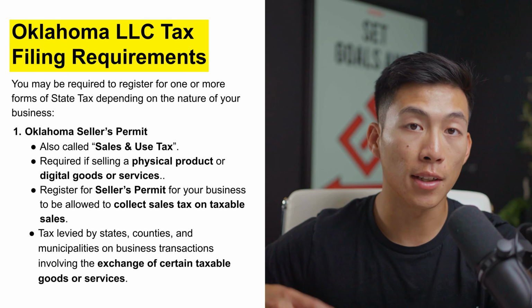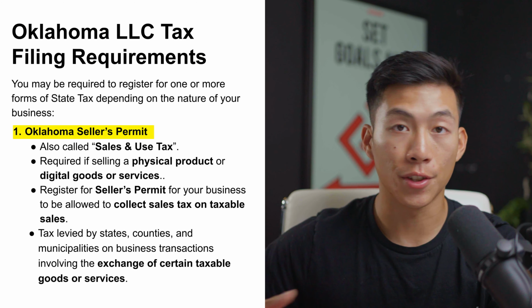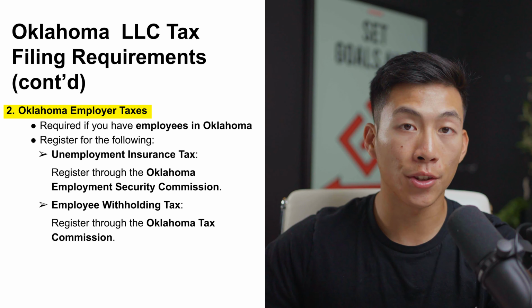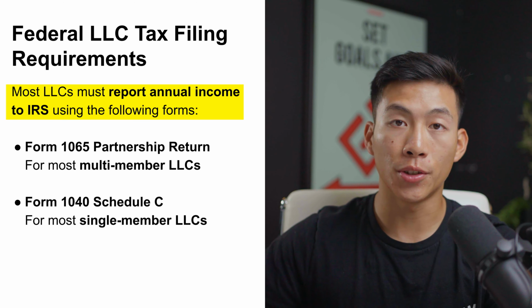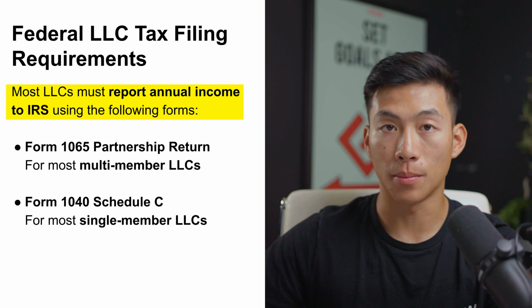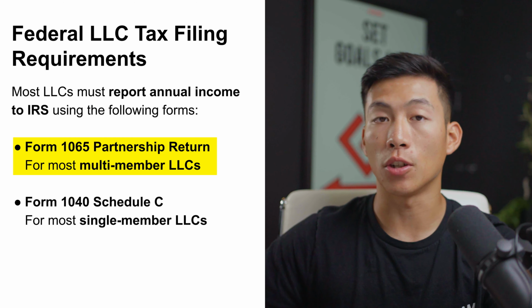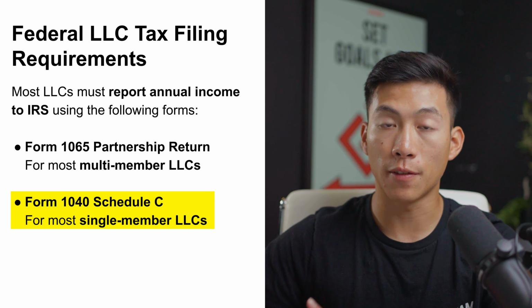When it comes to LLC taxes and tax filing requirements, you're going to want to look into getting a seller's permit if you sell any goods. There's also employer taxes if you have employees. This is going to be done through various websites that we'll have on the page for you to look at. And then reporting your annual income is going to be through one of two forms. If you're a multi-member LLC, it's going to be Form 1065 partnership, or if you're a single member LLC, it's most likely going to be Form 1040 Schedule C.